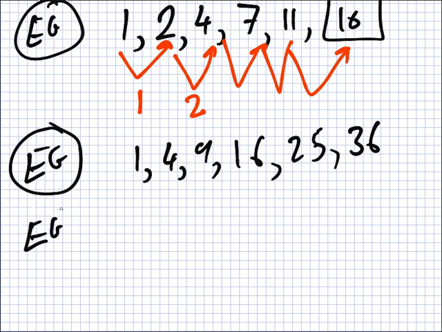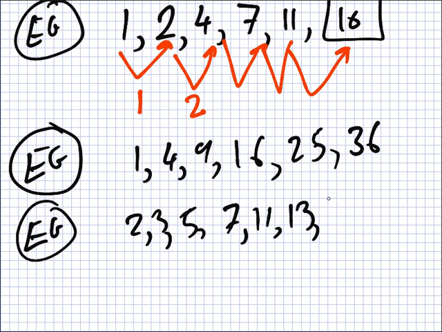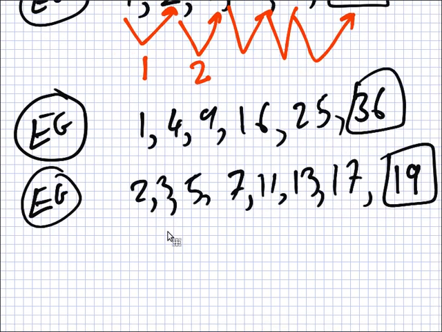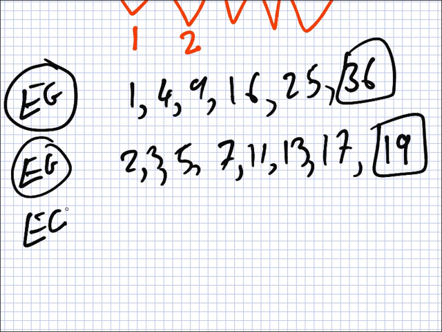Right. Next one. What's that? 2, 3, 5, 7, 11, 13, 17. What's next? What's the rule? They're prime numbers. Prime numbers. Right, I'll do 2 more. Let's start making it a little bit harder.